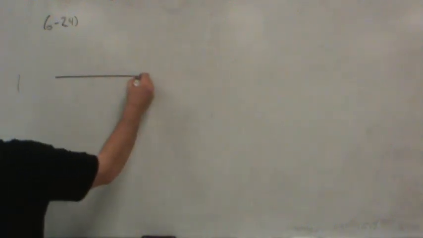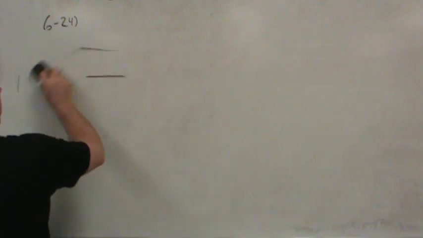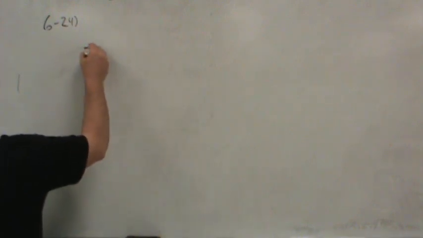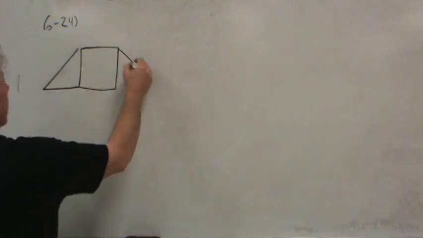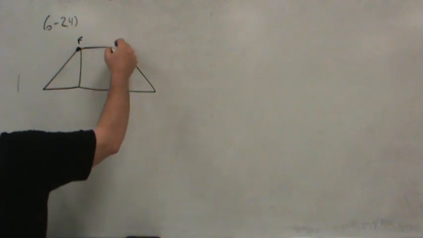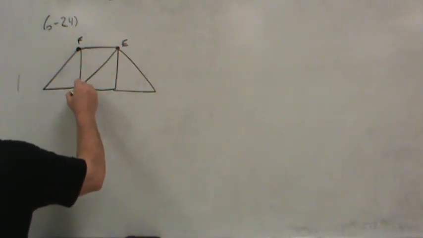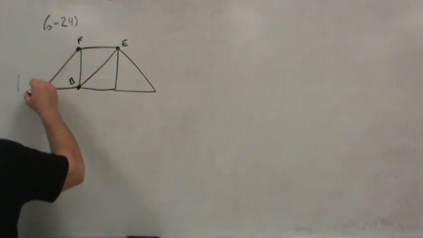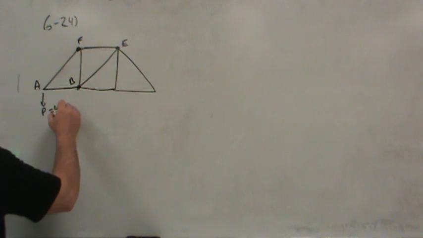So let's sketch the truss that we have under consideration. And I don't like that drawing. Let me try again. So this is point F, point E. There's another member across this way. Here's point B, point A. Load P is applied here, 4 kilonewtons.